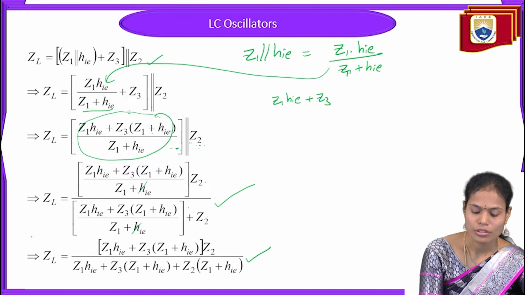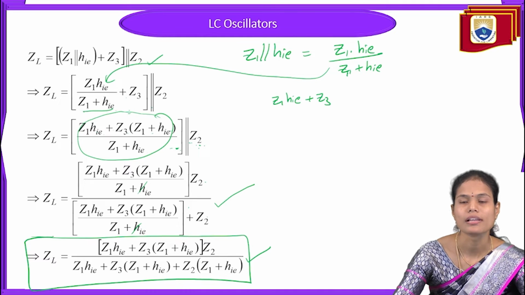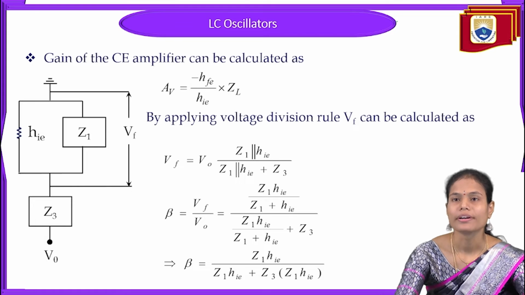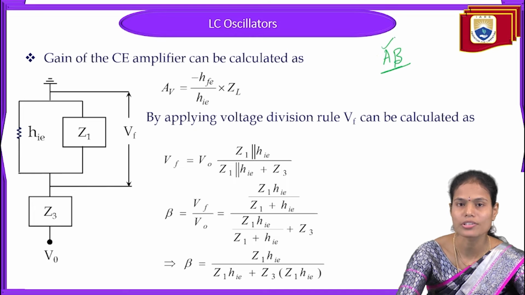So this is the load impedance, or overall impedance, of the LC oscillator circuit. In order to design the oscillator circuit, what do we require? The gain value as well as the feedback ratio value. To find the gain value, we require ZL, so that's why we calculated the ZL value in the previous slide. Next we need to find the feedback ratio beta.